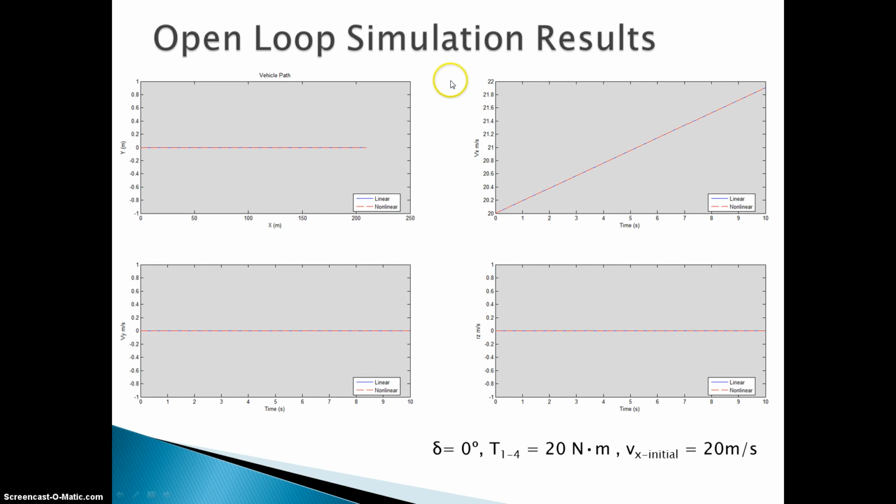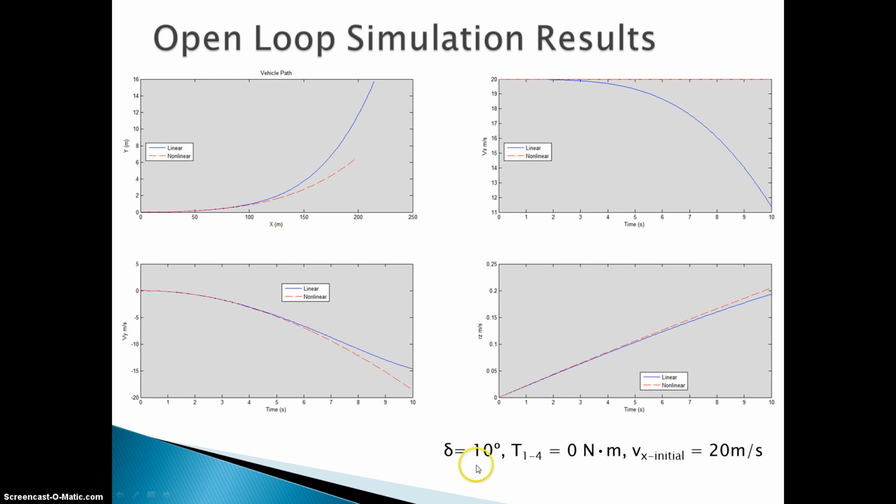We can see in our first open loop simulation that an input of 20 Newton meters of torque in all the wheels and a constant speed of 20 meters per second, which is our equilibrium longitudinal speed, causes a constant acceleration in the Vx direction while the other directions are 0. And this is perfectly making sense. And also our linear and nonlinear models are exactly the same, because we haven't deviated from our equilibrium point.